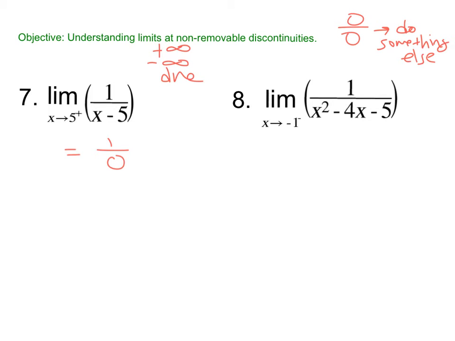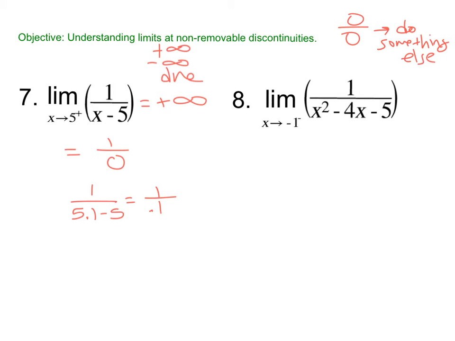Now here's the question. Is my answer going to be positive infinity or negative infinity? Well, think of a number just slightly to the right of 5, 5.1. If I plug in 1 over 0.1, that's a positive number. Think of 1 over 0.00001. It's a really big positive number. So the answer here is positive infinity. Notice that's an asymptote at x equals 5 of that graph. So these are all examples where we're approaching our asymptote.